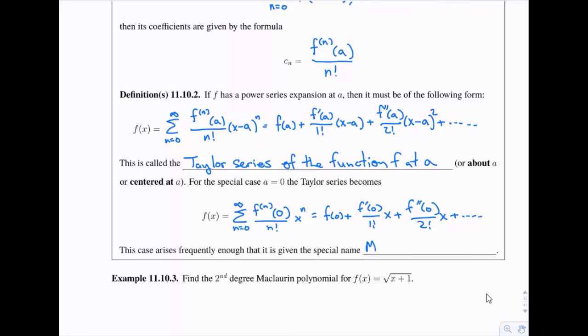This case arises quite frequently. We give it a special name. It's called a Maclaurin series. So that's Taylor and Maclaurin series.